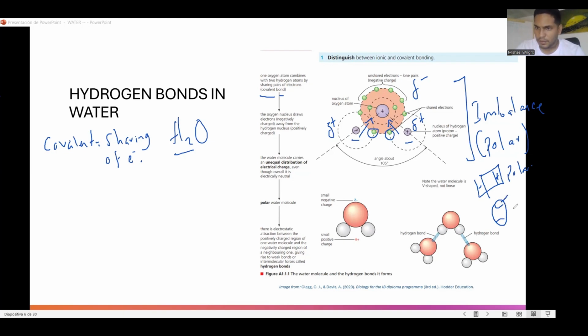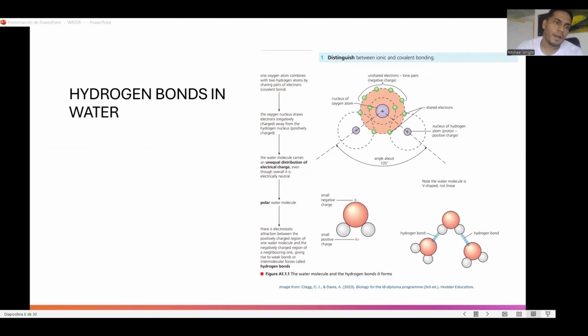Okay, so this also is going to be polar. That's why we call them poles. Okay, so when it happens, it becomes a polar water molecule. And there is electrostatic attraction between positively charged regions of the water molecule and the negatively charged regions of a neighboring one, giving rise to weak bonds that we're going to be calling hydrogen bonds.